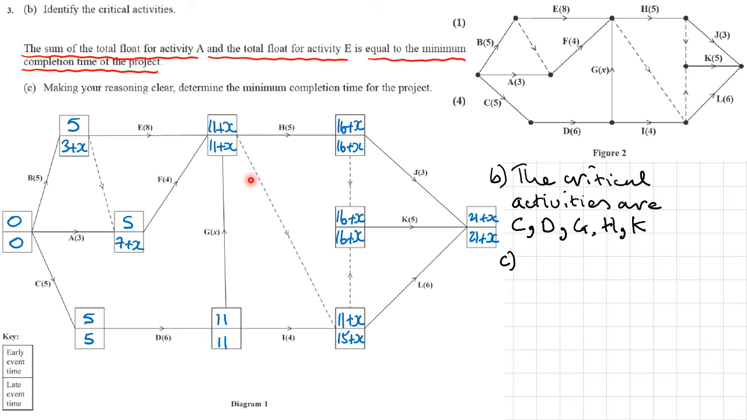Now remember, the float is the late event time minus the activity length minus the early event time on the other side. So here, for A, we're going to do 7 plus x minus 3 minus 0. Okay, so the float for A is that 7 plus x, that late finish time, minus the activity length, which is 3, minus 0, and that gives us a value of 4 plus x.